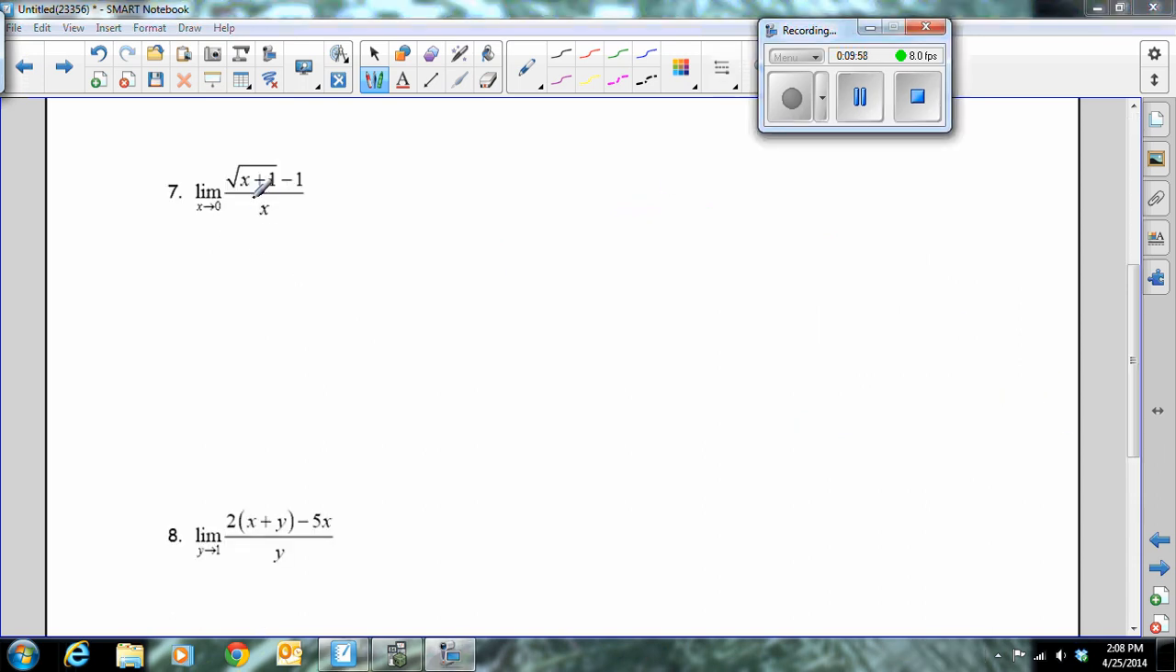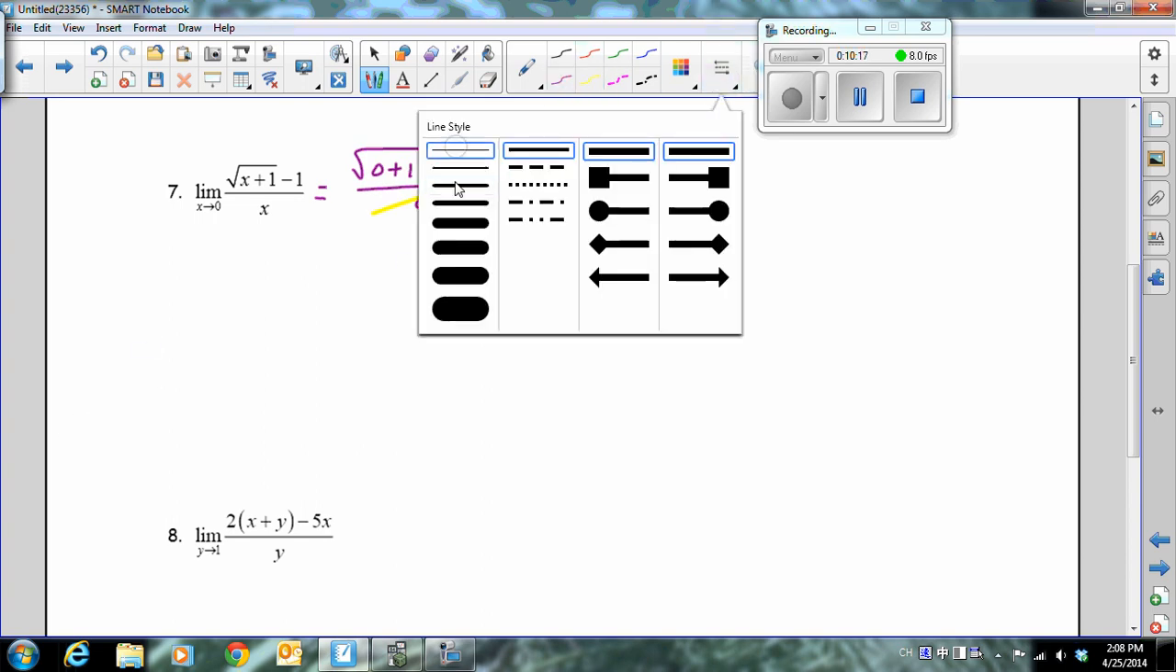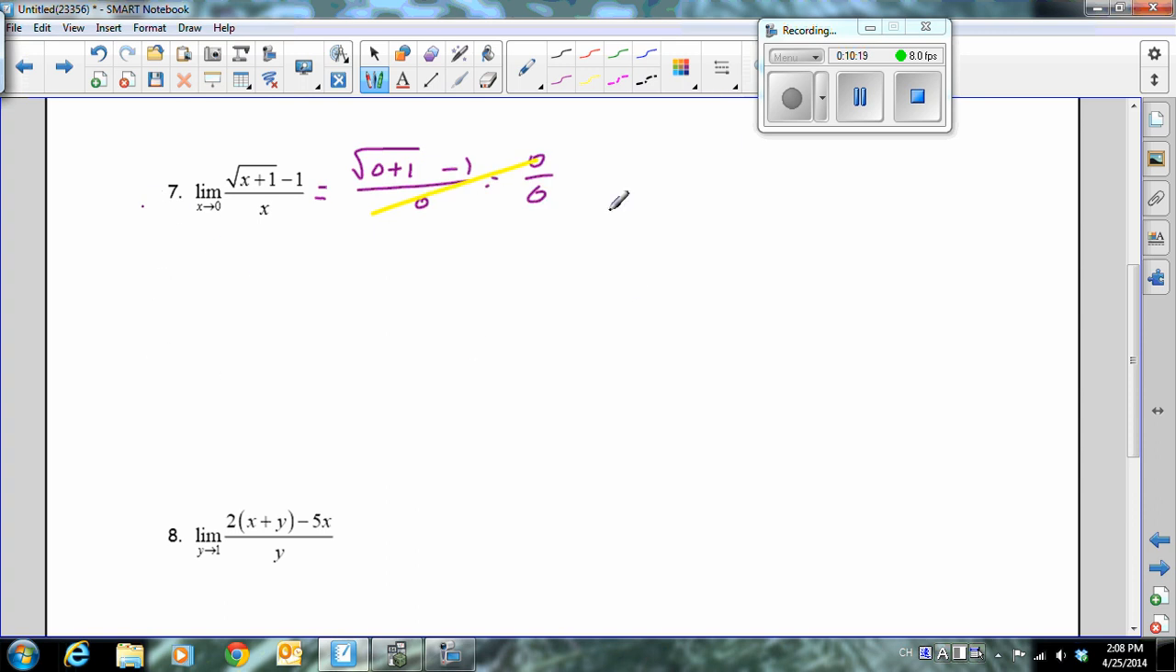All right, let's look at example 7. On example 7, just as always, the first thing to do is try to see if it will work just by plugging in the value. So I will plug in 0 and get square root of 0 plus 1, minus 1, over 0. Well, I will end up with 0 over 0. So this is not conclusive, so I will not go with this.